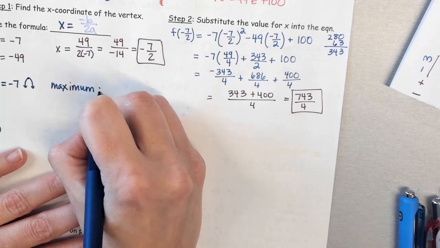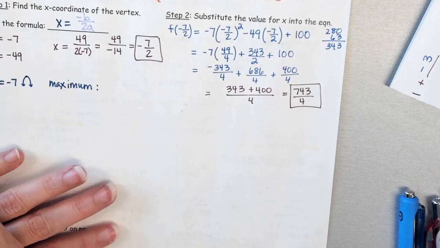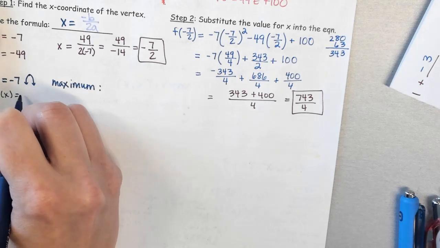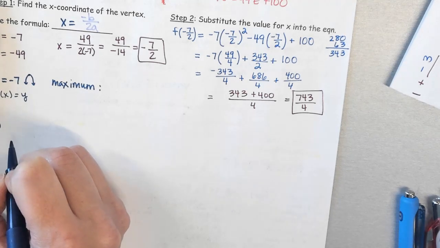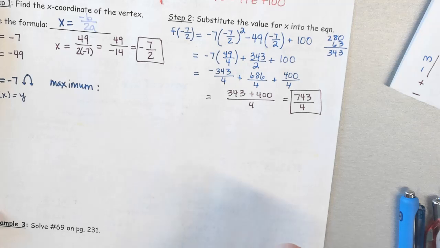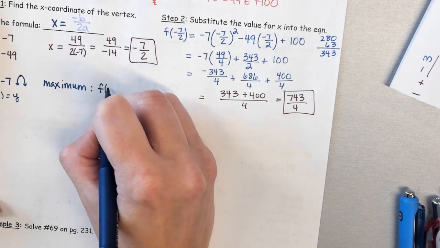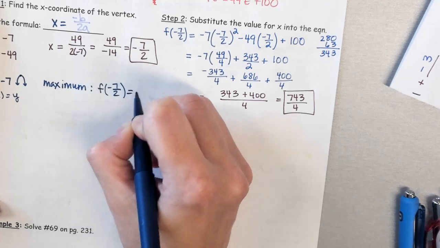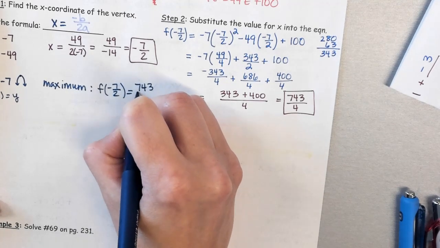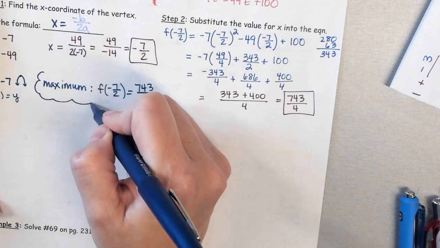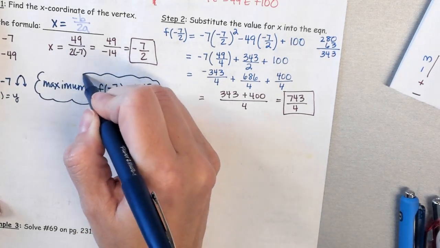And then you're going to write it in function notation. So when you're doing the function notation, it's just your f of x equals your y. You can think of it like that. It's still your h and your k. So your x value that you found is -7 over 2. And that's equal to 743 over 4. Okay, and so that's going to be your final answer.